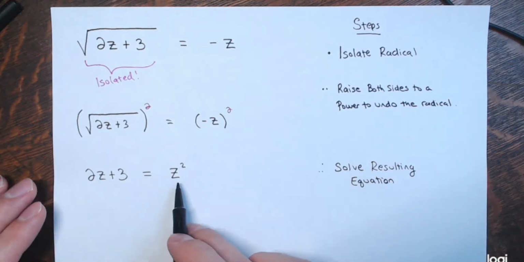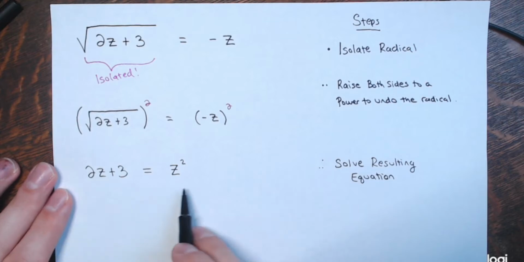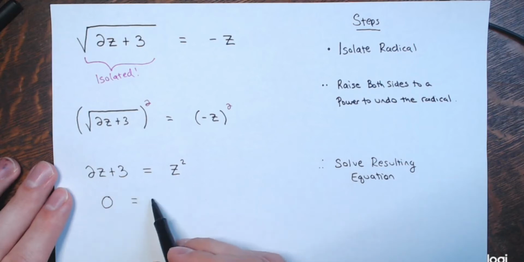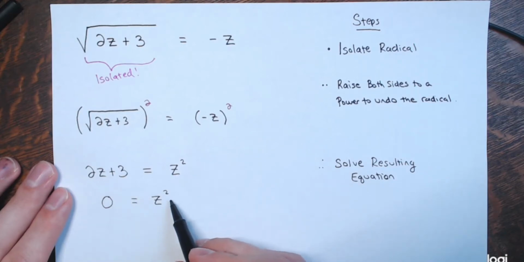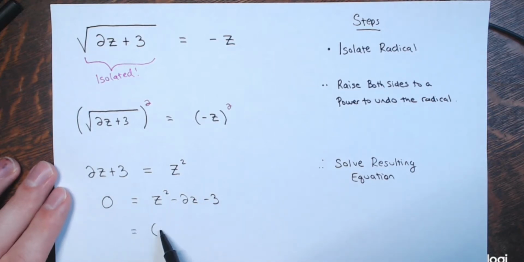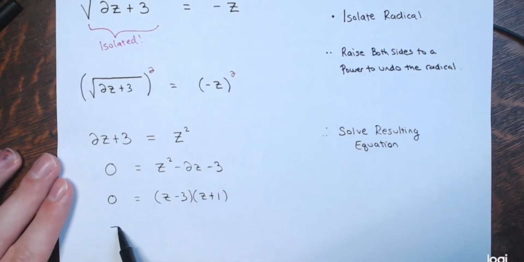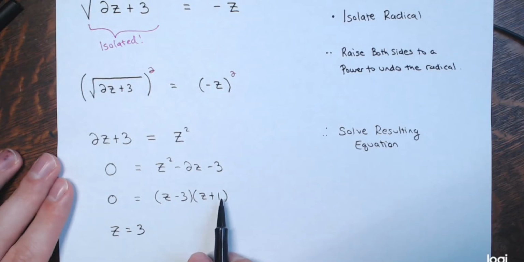So this is a quadratic. Remember what I did here was I took everything to one side, 0 on the other. So I'm going to subtract the 2z and subtract the 3. We have 0 equals z squared minus 2z minus 3. Factoring this, we get z minus 3 times z plus 1 equals 0. Remember the zero product property: the only way a product is going to be equal to 0 is if one of the factors is 0. So either z minus 3 is 0, meaning z equals 3, or z plus 1 is 0, meaning z equals negative 1. These are the possible solutions.